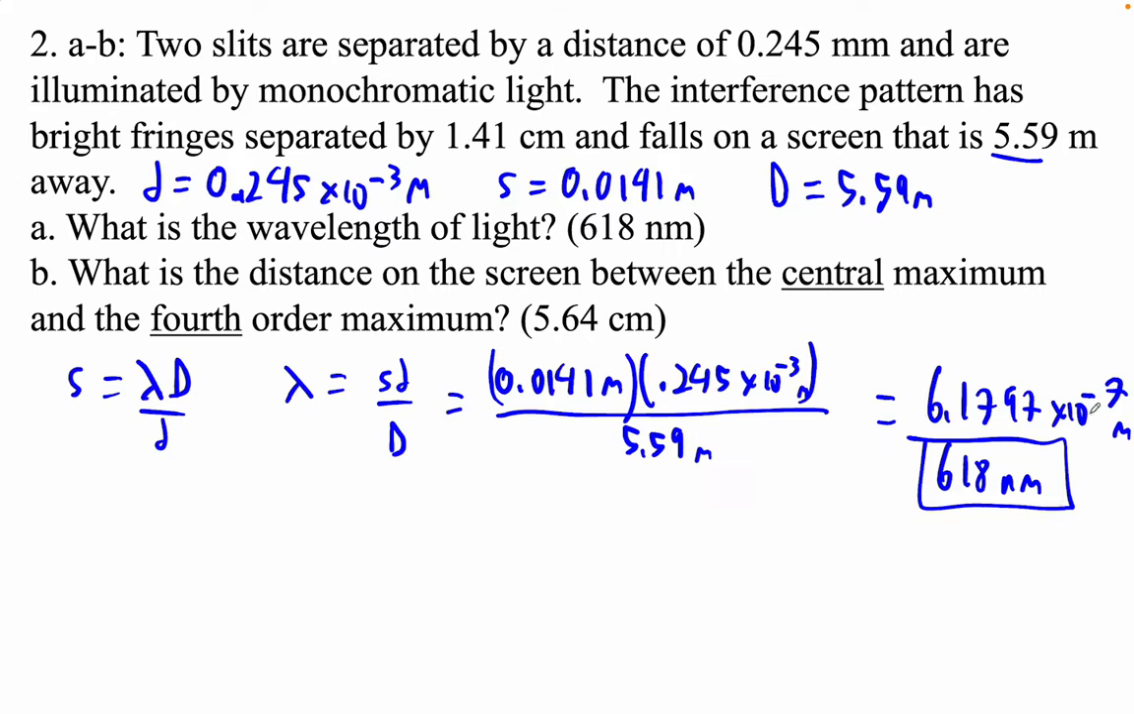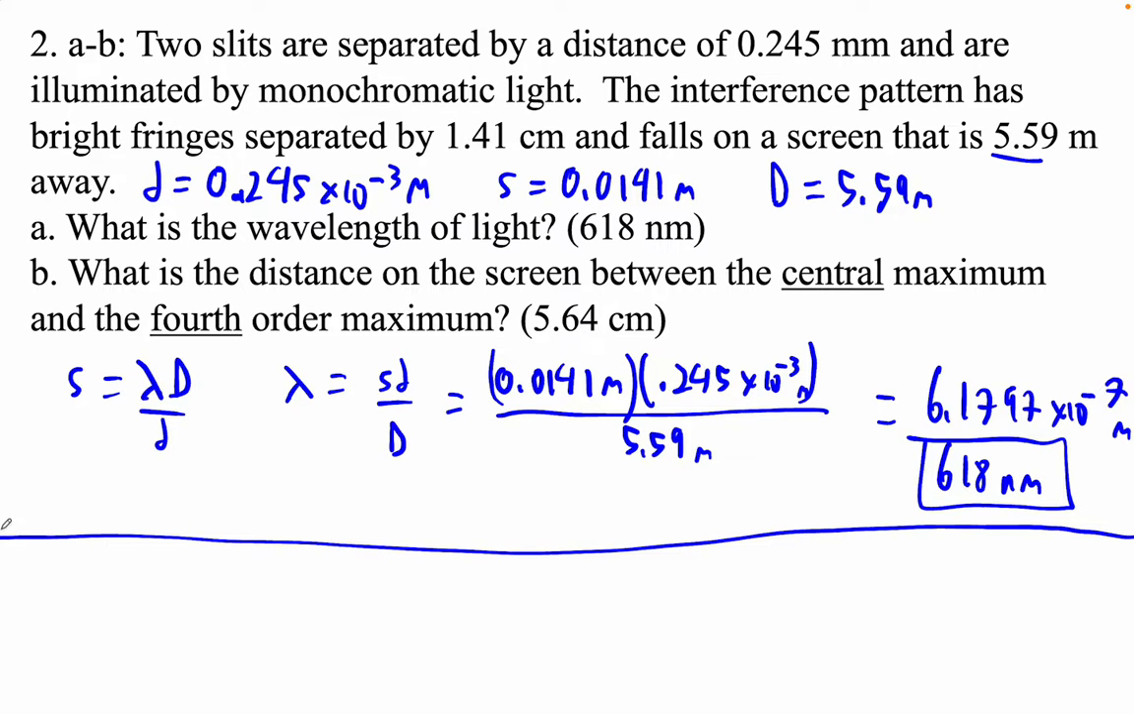Okay. So now it says, what is the distance on the screen between the central maximum and the fourth order maximum? Okay. Now you can make this as hard as you want. You can use d sine theta, you can find that angle, you can do sine and inverse tangent, okay? But keep in mind that on that screen there are these dots. Here's the center, here's the first order, the second order, the third order, the fourth order. They are each separated by 1.41 centimeters.